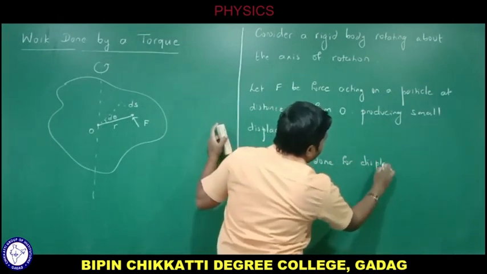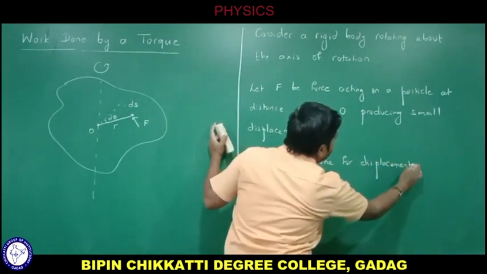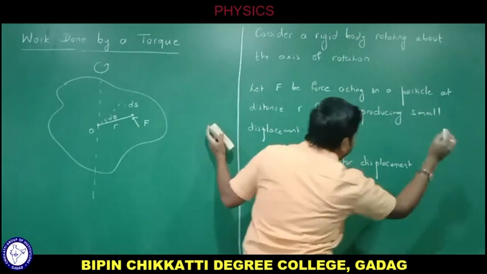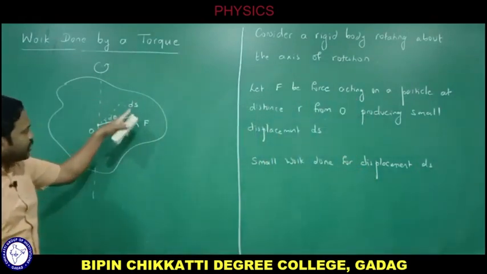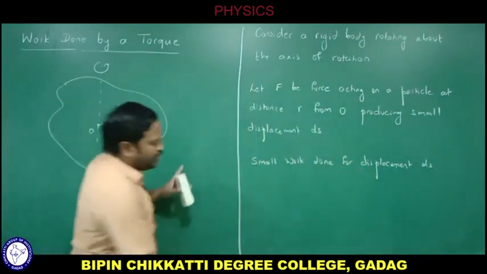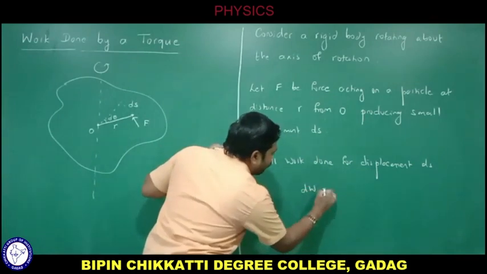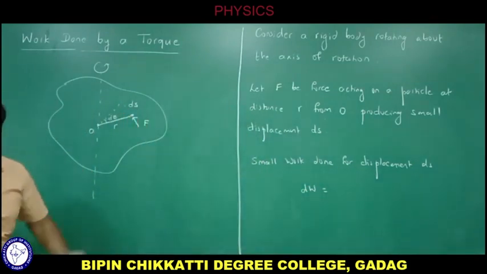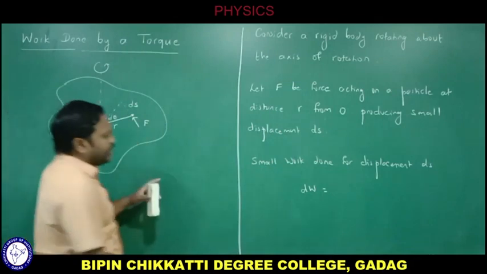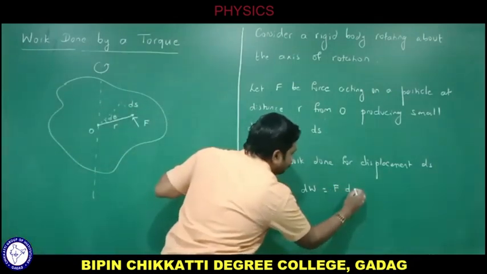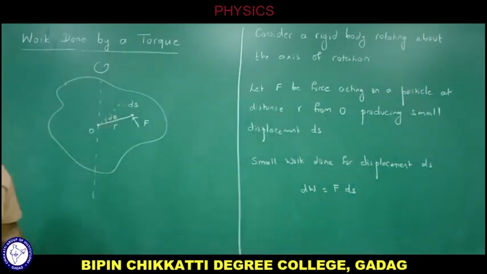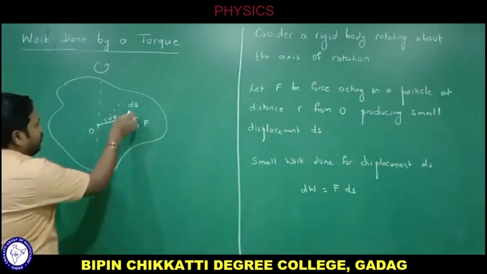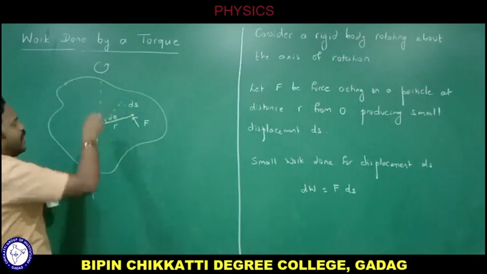That is the small work done for displacement ds. What is the small work done for this displacement ds? We have the formula. What is the formula for work done? Work done, that is dw, is equal to force into displacement. Let me take it as force F, and the displacement is ds.